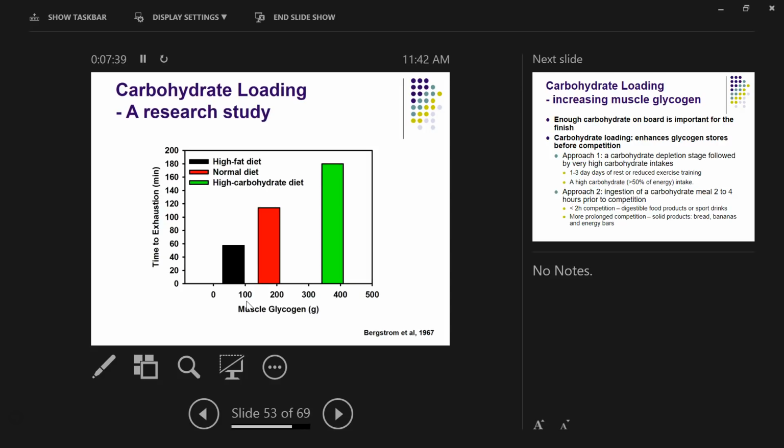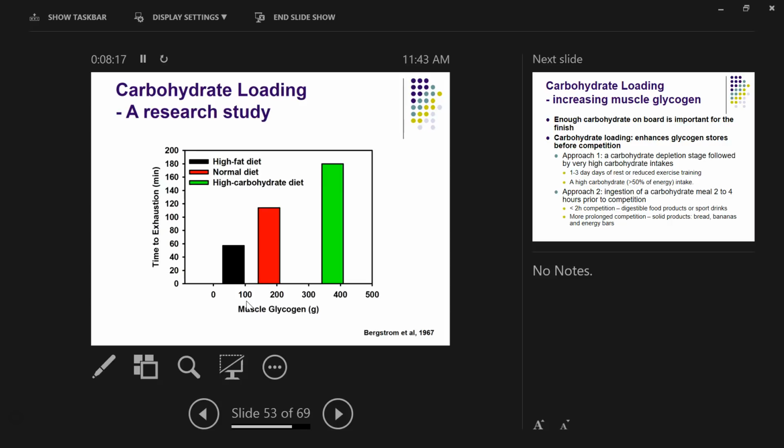And this is the results, and you can see that the black bar is the high-fat diet, and red is normal diet, and green the high carbohydrate diet. And the y-axis is the time to exhaustion, right? So muscle glycogen actually determines the time to exhaustion. If you have less glycogen stored, it will be easier to get exhausted during the exercise, right?